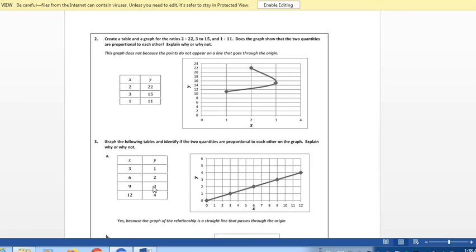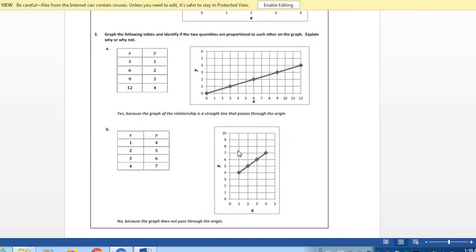Graph the following tables and identify whether the two quantities are proportional to each other on the graph. Explain why or why not. I have this table: 3 and 1, 6 and 2, 9 and 3, 12 and 4. I draw my line passing through the points, and if I extend it, it can pass through the origin. So yes, it's proportional, because the relationship is a straight line that passes through the origin.